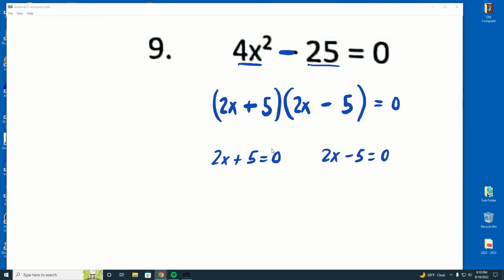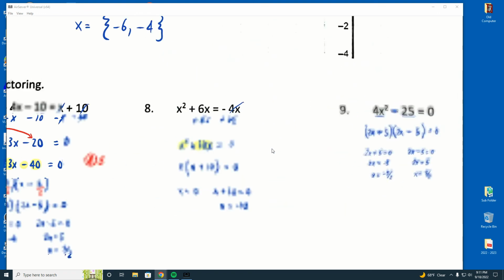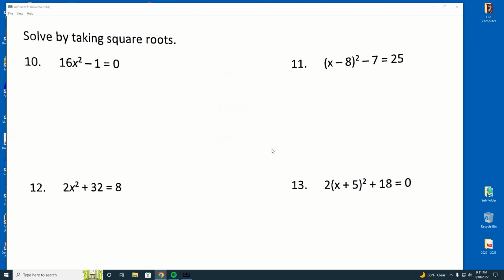So this one, I'm going to subtract 5 and divide by 2. So that's negative 5 divided by 2, negative 5 halves. This one I'm going to add 5 and divide by 2. So x equals positive 5 halves. And those could also be written as negative 2.5 and positive 2.5. So there's number 9. Okay?